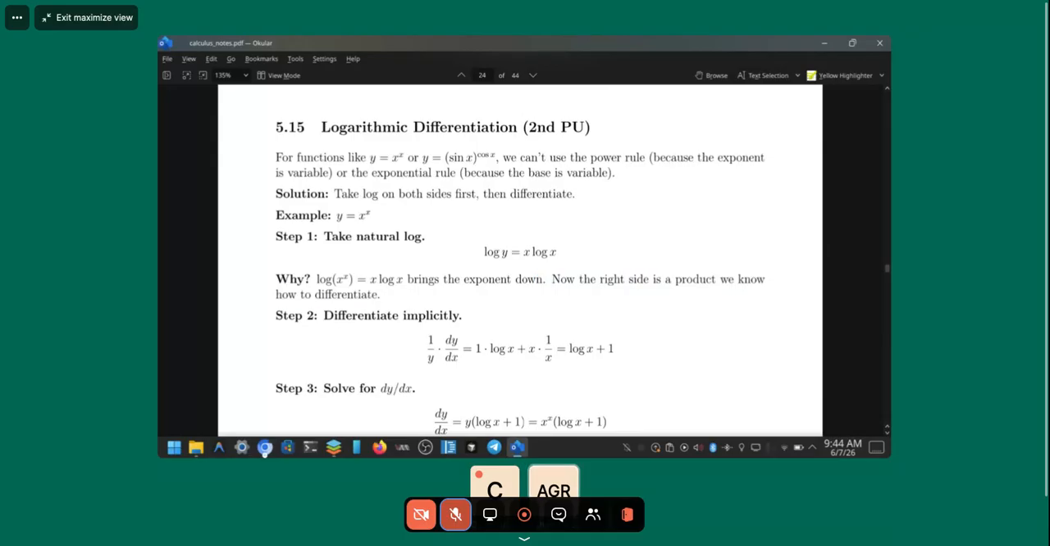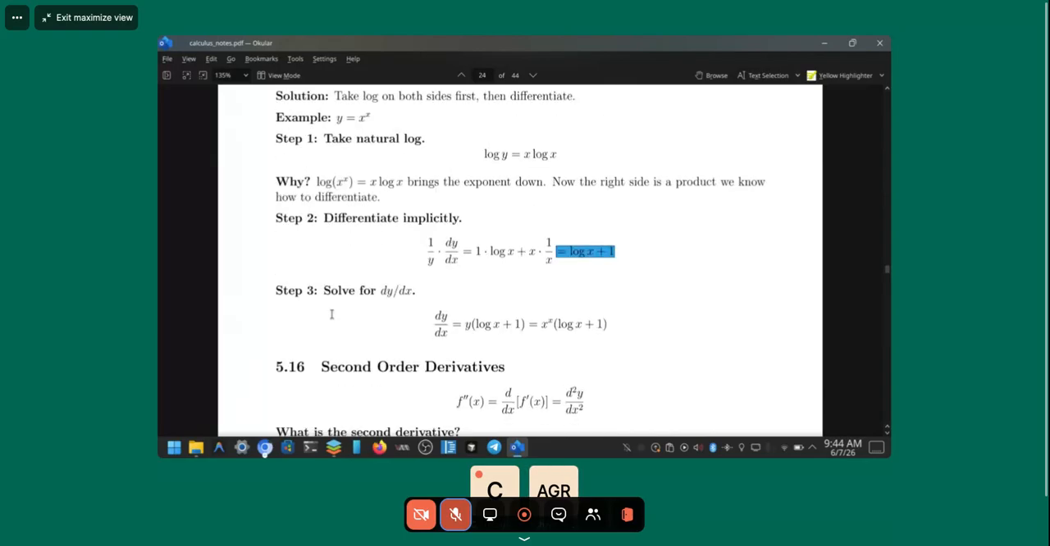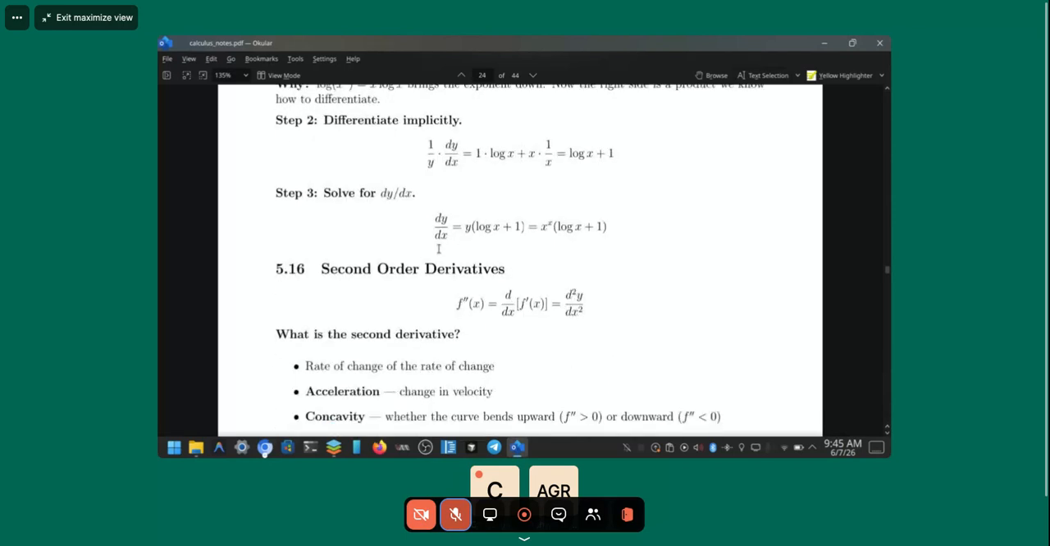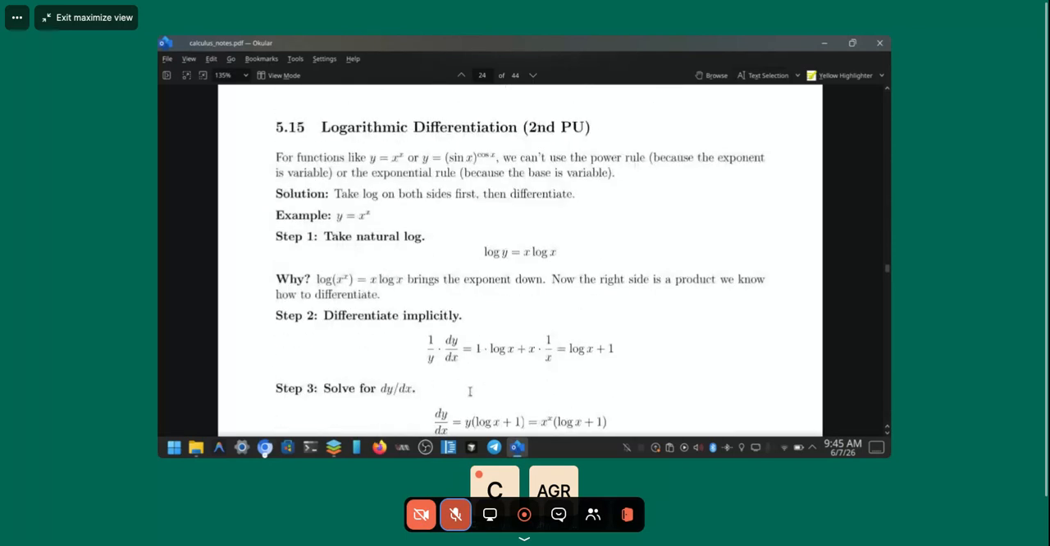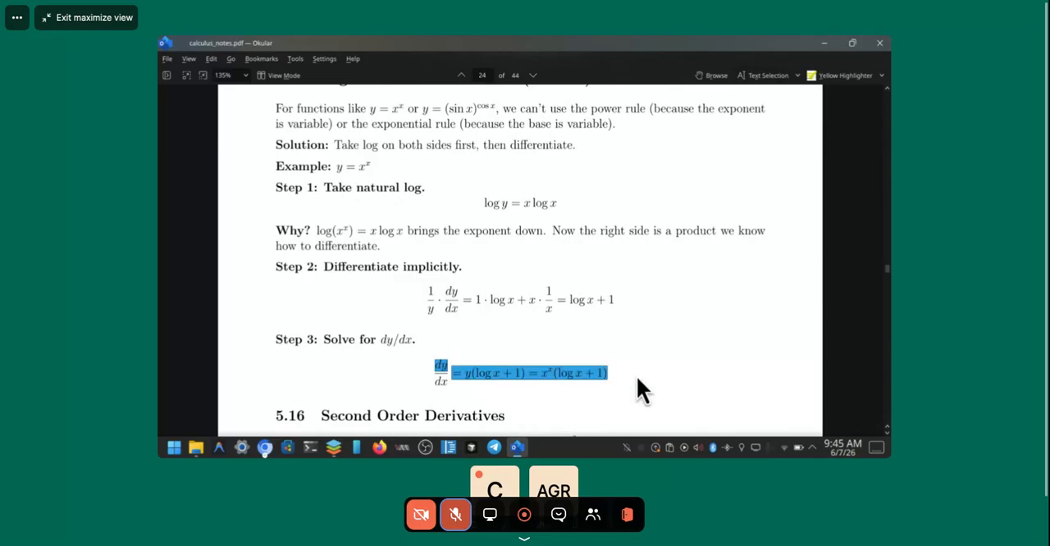1 by y into dy by dx is equal to 1 into log x plus x into 1 by x. This corresponds to log x plus 1. Solving for dy by dx, we get y into log x plus 1, which is nothing but x to the power of x into log x plus 1. Here y is equal to x to the power of x. It is an example, and we will get this expression for dy by dx.